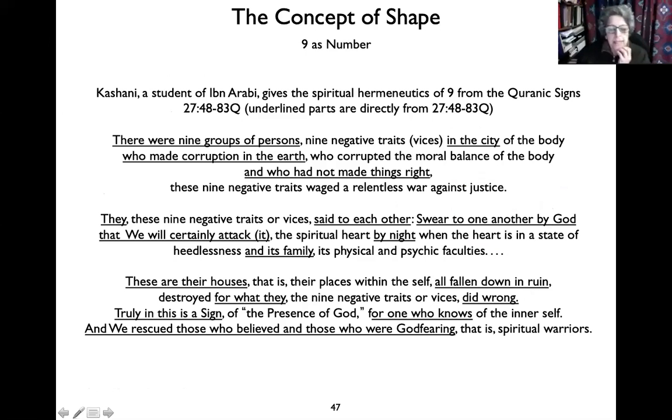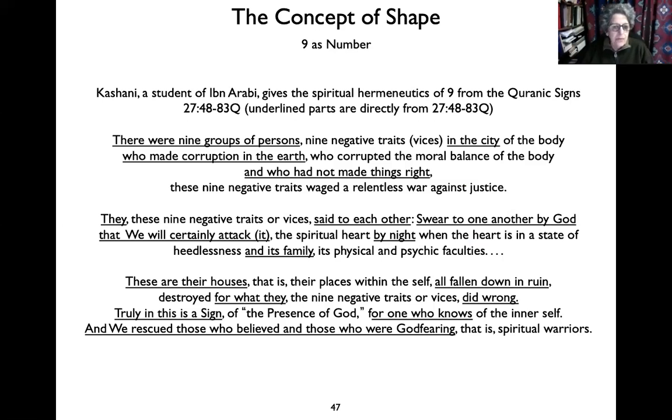So now we get to the concept of 9, and we saw last time a slide that showed us the number 9 as it appears in the Quran. There were 3 places where number 9 appeared, like 9 miracles were given to Moses, and then there was the city that had 9 groups of people who caused corruption in the earth. So this is an example of a man named Kashani. He was a student of Ibn Arabi, and his tafsir of the Quran has been published as Ibn Arabi's tafsir, but it's actually his student Kashani.